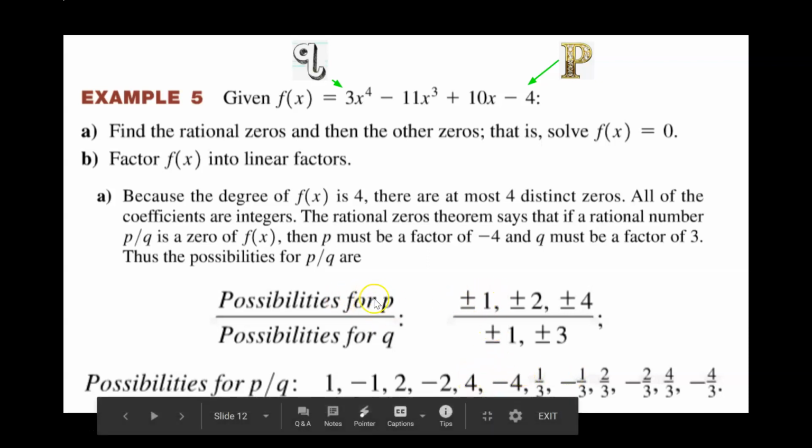So once we find the factors for P and Q, we divide them. Make sure you're doing each one. Once again, you don't necessarily have to worry about the positive and negative. If you do 1, just make sure you do plus or minus. If you do 2 divided by 1, you get plus or minus 2. 4 divided by 1, plus or minus. 1 over 3, plus or minus. So just divide them and then always give yourself a plus or minus for each possibility.